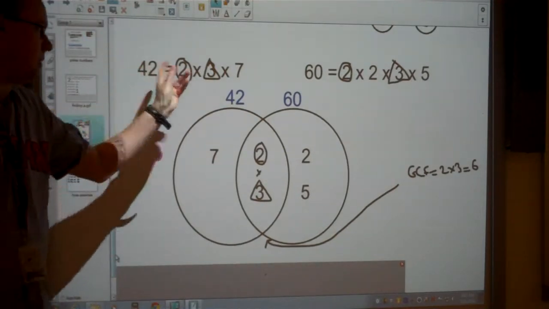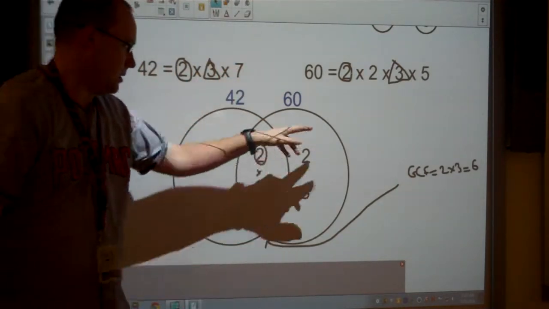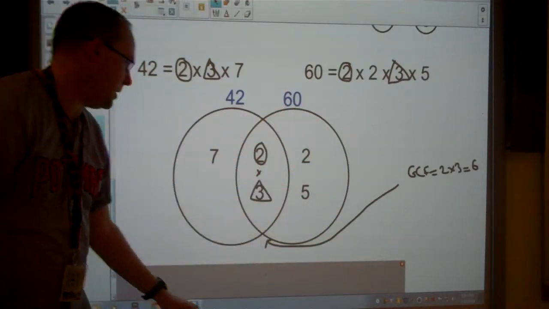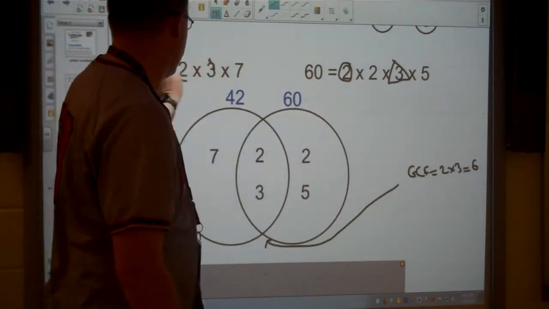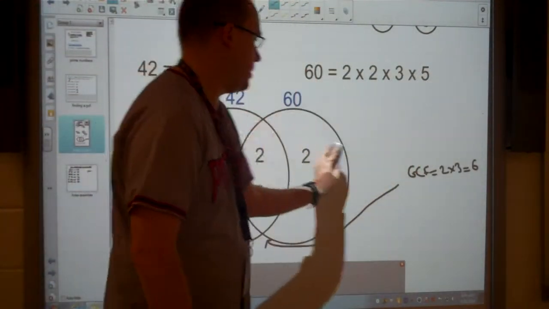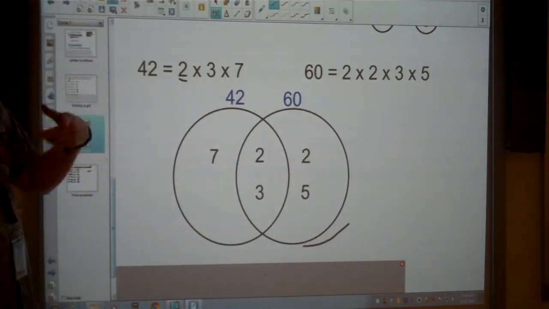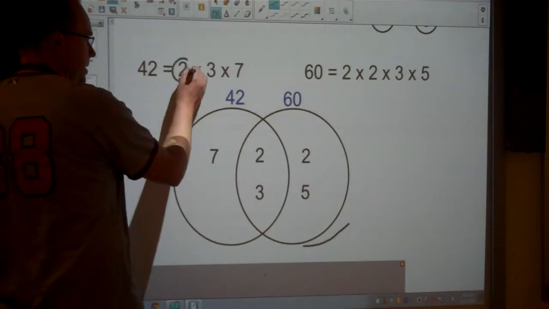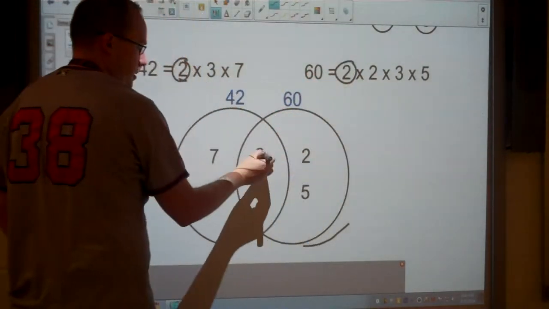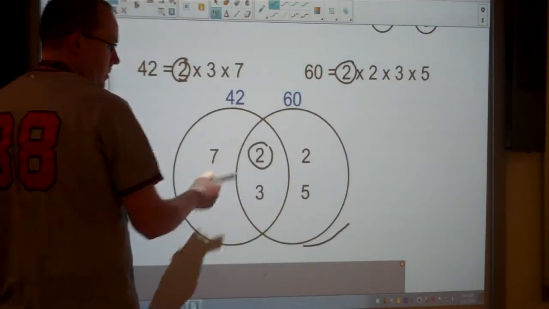Now, once we've got those 2 numbers, we can draw a Venn diagram. And I'm just going to get rid of this part here so we can see again what I actually did. What I'm looking for is numbers that appear on both lists. So I can see that I have a 2 and I have a 2 here, so I write a 2 in the middle here.